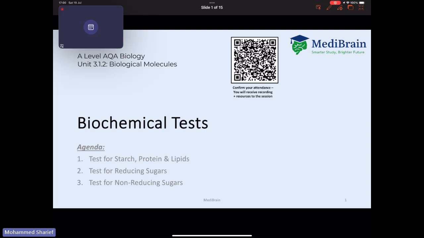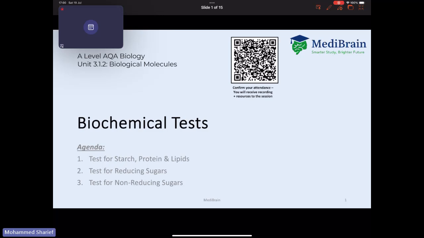Welcome everyone to our A Level AQA Biology session. In today's lesson, we will be covering biochemical tests, which is the last part of the spec for carbohydrates. We looked at carbohydrates in our last lesson.